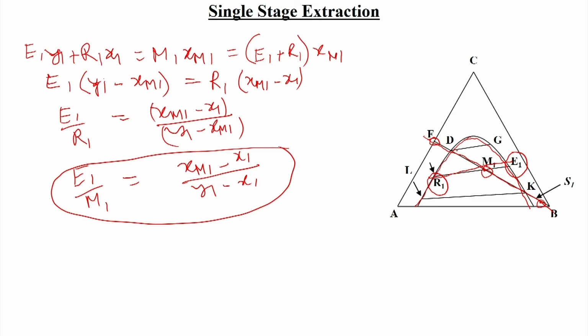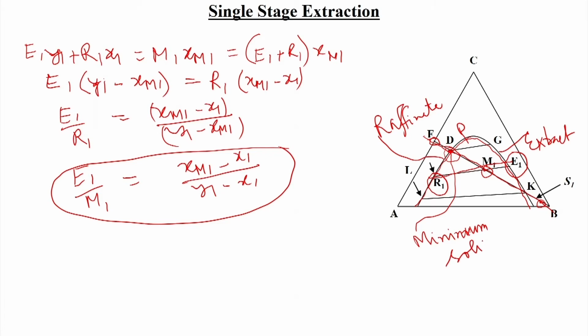Now, it has touched the raffinate arm at point D. So this is the raffinate arm, suppose this is the plait point, and this is the extract arm. So whenever F and S1 touches the raffinate arm at point D, we can say that this gives the minimum amount of solvent, the minimum solvent requirement for this particular separation.